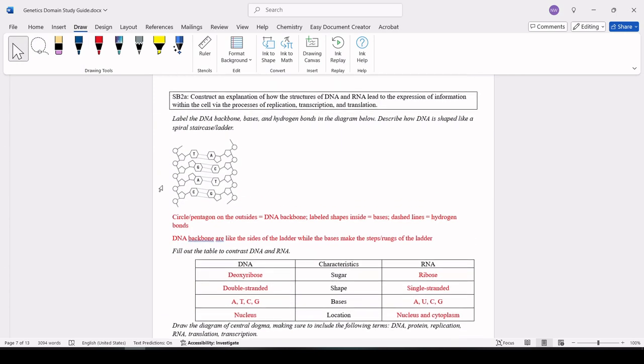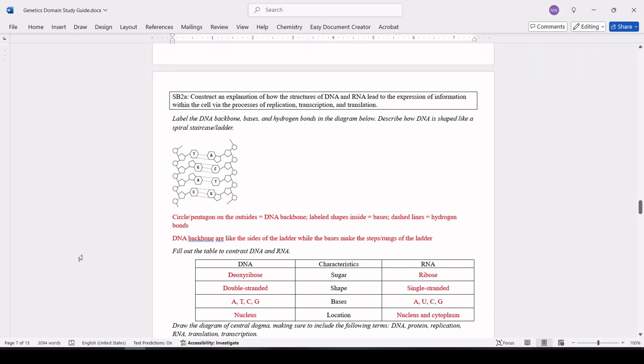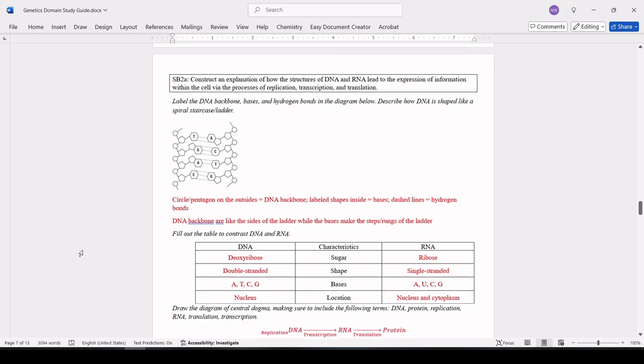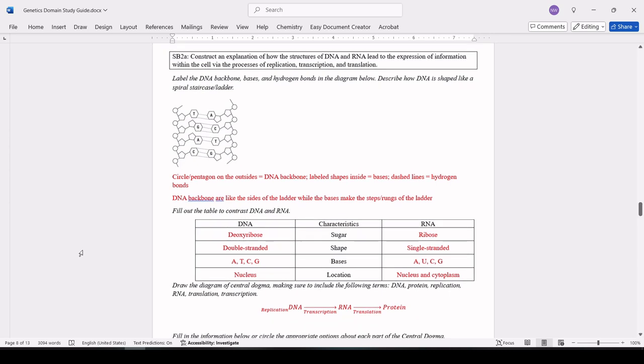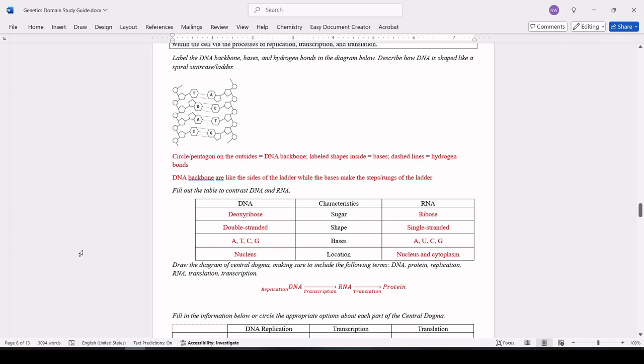Alright, so then we move into SB2A, construct an explanation of how the structures of DNA and RNA lead to the expression of information within the cell via the process of replication, transcription, translation. So the first thing about DNA is that it is double-stranded. You need to make sure that you understand that the strands of DNA are held together by hydrogen bonds.